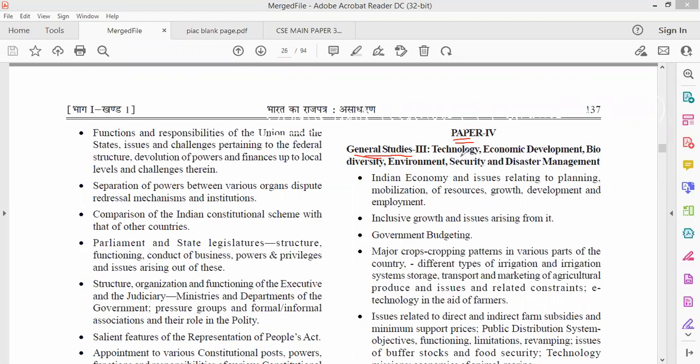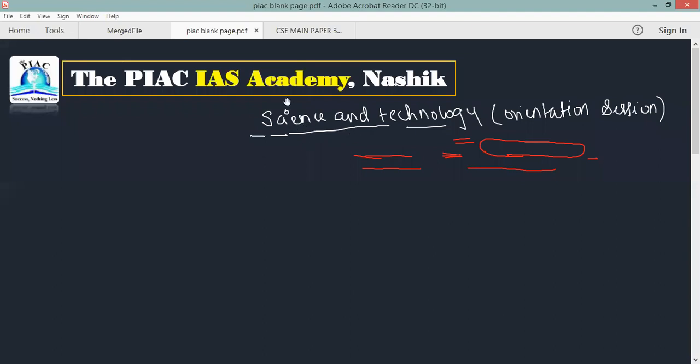Now you see which parts have been included. Technology, meaning science and technology. Economic development, which the sirs have already discussed with you. Then the technology part is there. Biodiversity is there. Security and disaster management. So these are the parts included in your paper 4. How many parts are there? If you see, there are a total of 4 topics included in General Studies Paper 4.